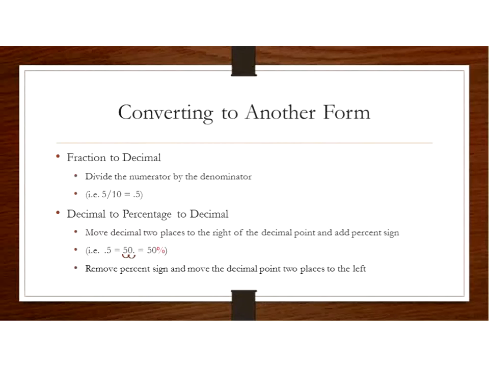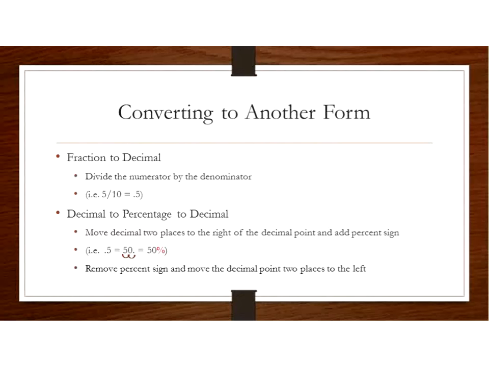In order to convert a fraction to a decimal, we need to divide the numerator in that fraction by the denominator, and the result, or that quotient, is going to be in decimal form. So for example, 5 over 10, if I divide 5 by 10, my answer will be 0.5. So we have a decimal. All right? Now I can take that 0.5, which is in decimal form, and convert it to a percentage.